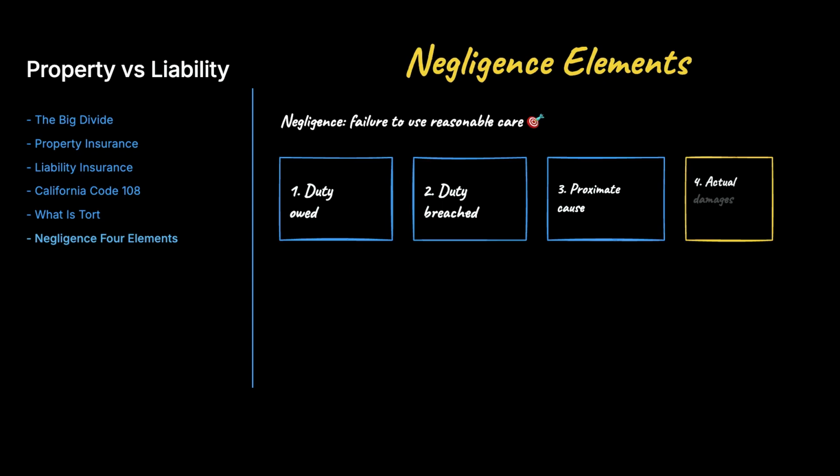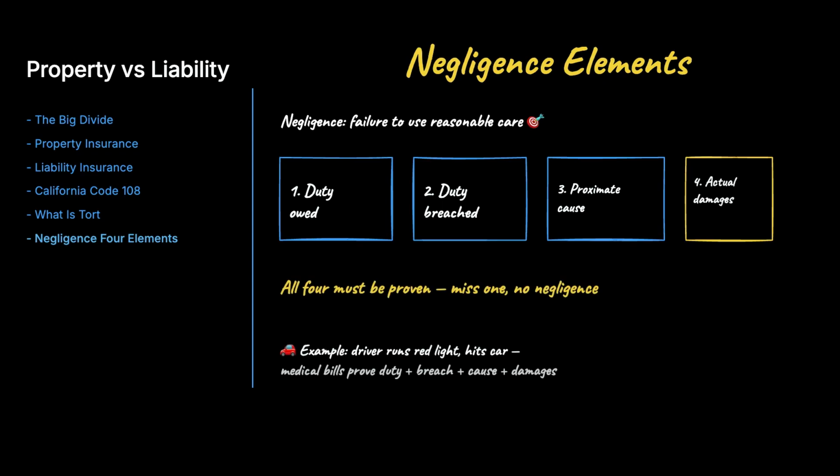Here's what you truly need. To prove negligence, 4 elements must all be present. A legal duty must be owed. That duty must be breached. The breach must be the proximate cause, and actual damages must result.